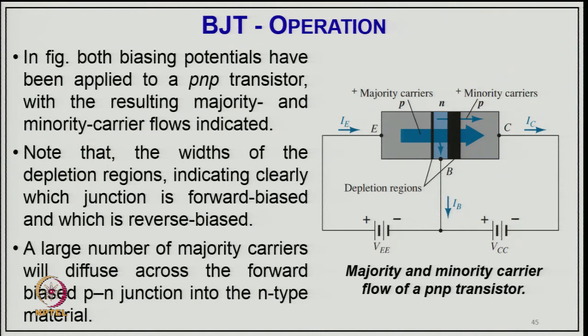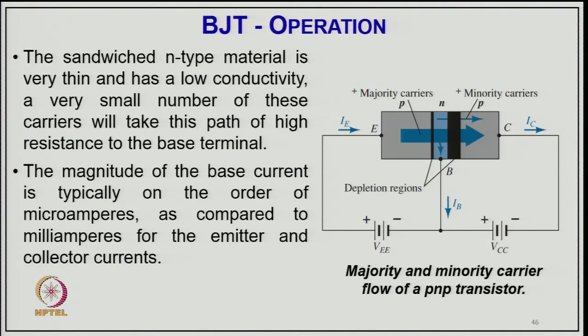So, here it is a majority carrier, that is why a big arrow, and it is a small arrow because of minority carrier, because of reverse bias; this is for forward bias. And the sandwiched N type material is very thin and has a very low conductivity, and a very small number of these carriers will take this path of high resistance to the base terminal. So, the magnitude of the base current is typically on the order of microamperes as compared to milliamperes for the emitter and the collector current.